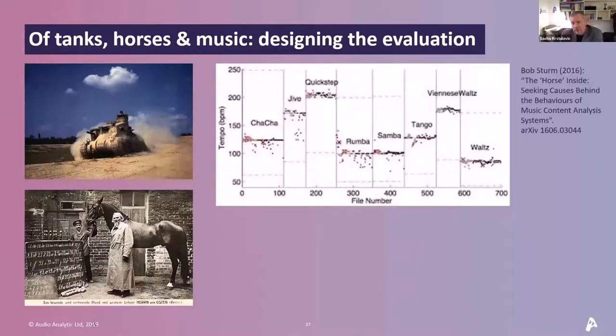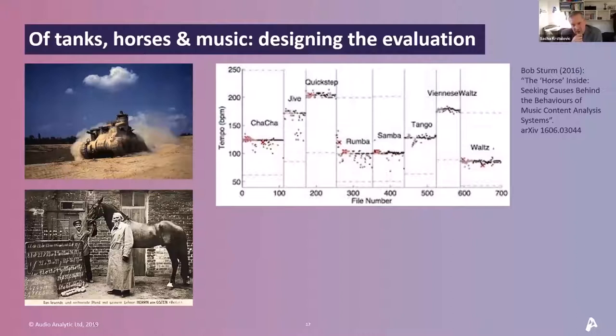So this concept of the horse was used by a friend of mine, Dr. Bob Sturm, who was doing machine learning for music genre recognition. And he wrote that very interesting article, The Horse Inside: Seeking Causes Behind the Behaviors of Music Content Analysis Systems. So in this diagram, you have music genres, a certain number of files of each genre on the x-axis, and then you have their tempo on the y-axis.